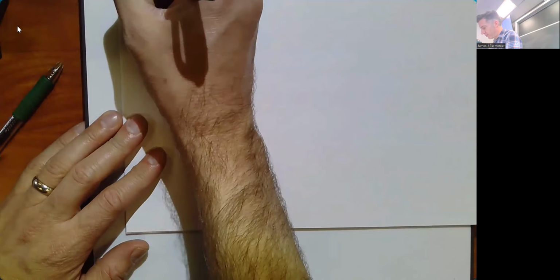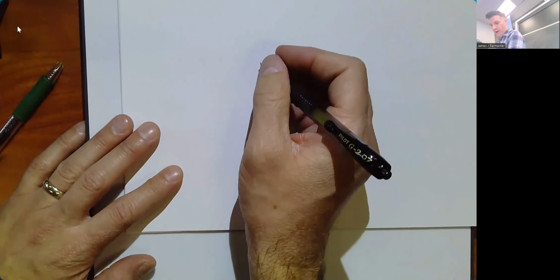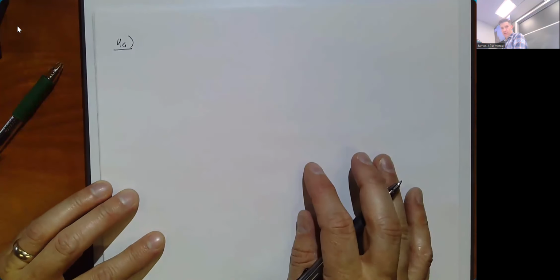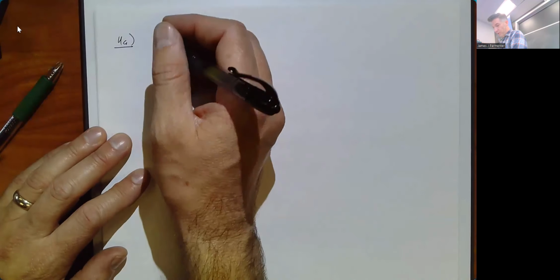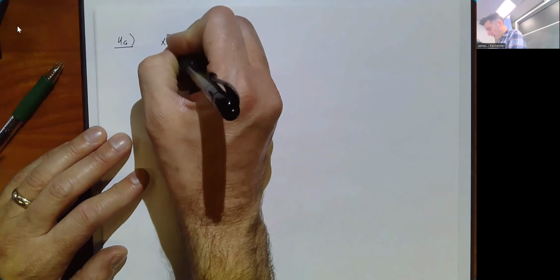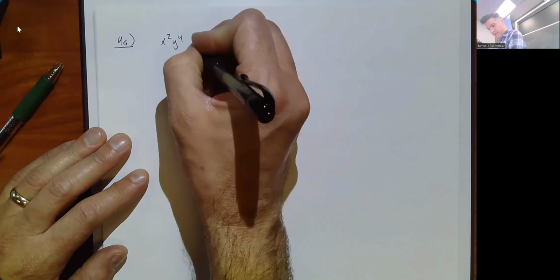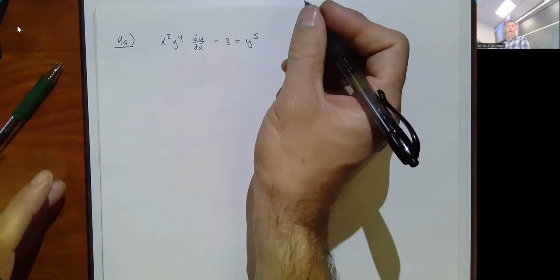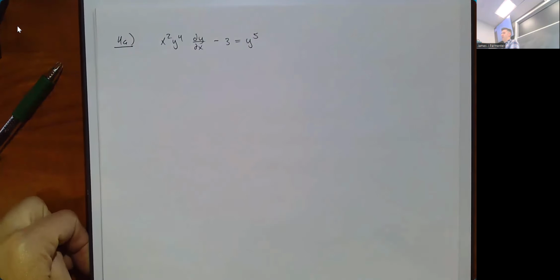Okay, 4A. The prompt is: solve the following differential equation: x squared y to the 4th dy/dx minus 3 equals y to the 5th. I'll be perfectly frank, I didn't make this problem up. I just grabbed it from somewhere.